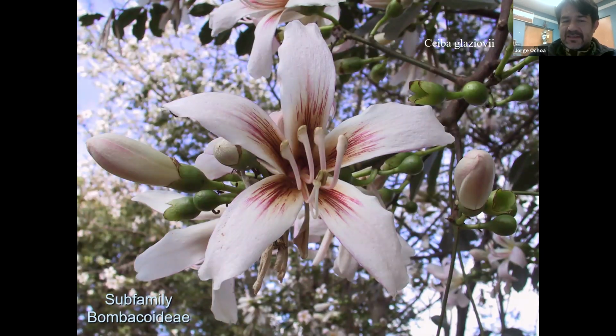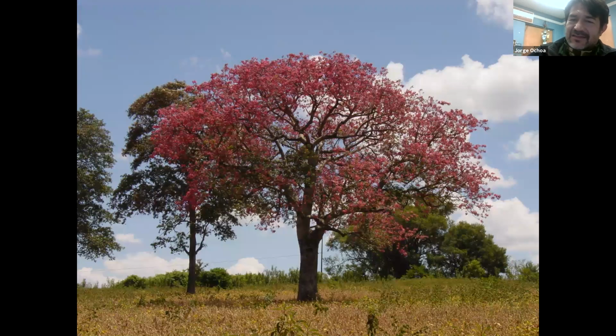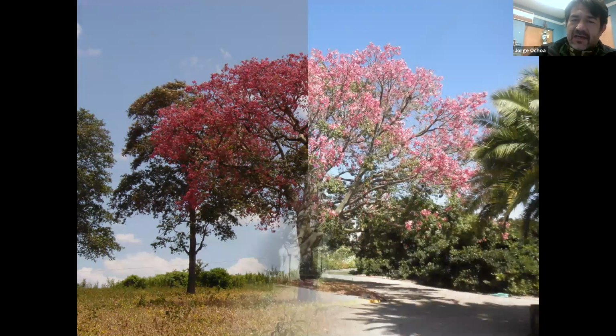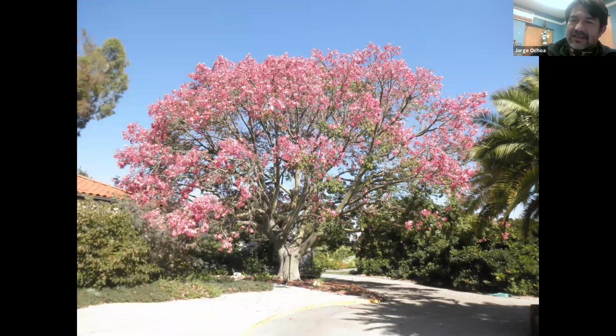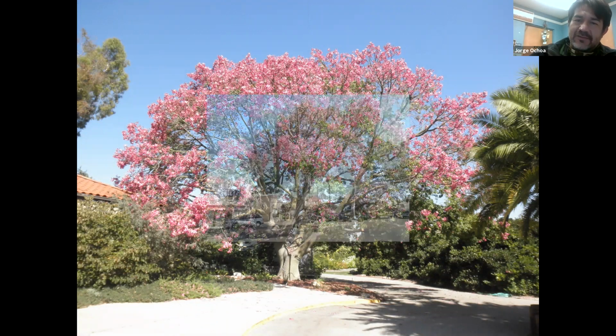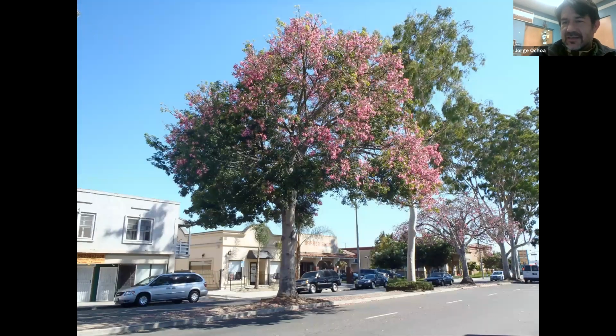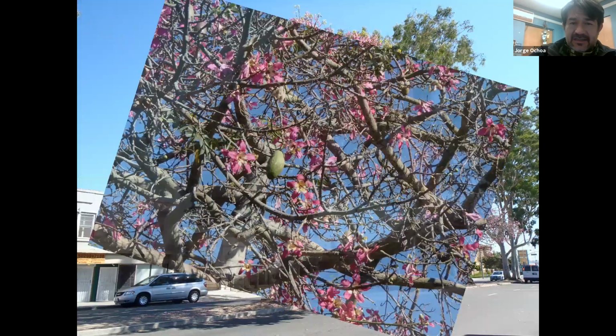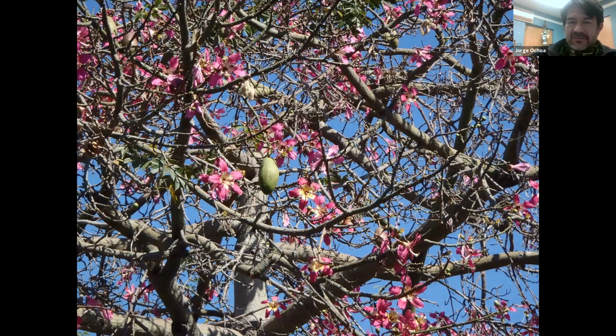Or the subfamily Bombacoideae. This is Bombax, here represented by Ceiba, or the silk floss tree would also fall into this category. And these are trees from Argentina, again, South America. That is where most of these are going to have their origin. And here's a tree growing at South Coast Botanic Garden in full flowers. And here's some trees growing in North Long Beach on Atlantic Boulevard. And we have the flowers as well as the fruit.